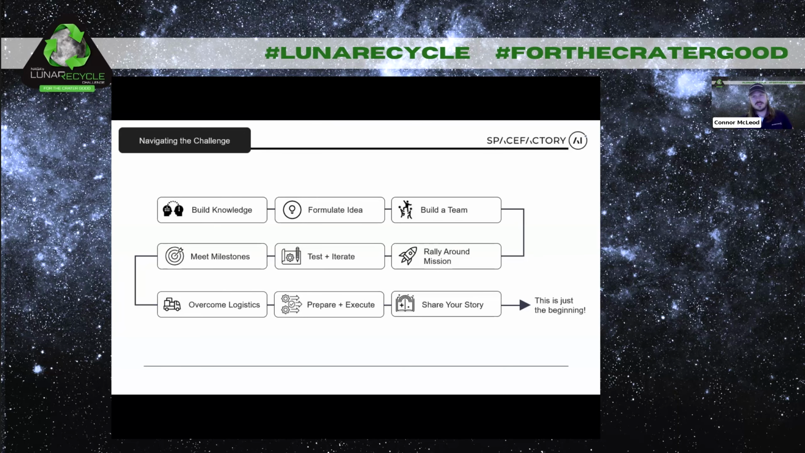In navigating the challenge, we have these nine subsections: building knowledge, formulate an idea, build a team, rally around your mission with your team, test and iterate, meet your milestones, overcome logistics, prepare, execute, and share a story. We'll touch on little aspects of each of those, and little tidbits of information that we experienced over the course of our time prototyping.